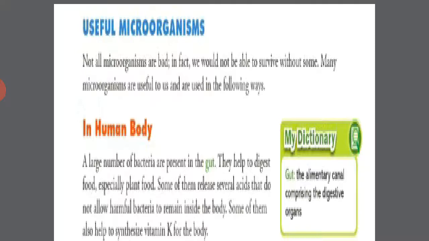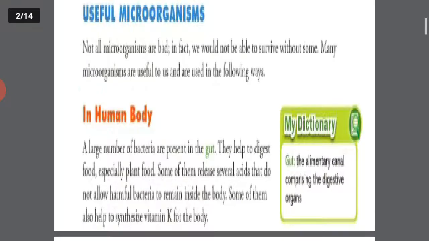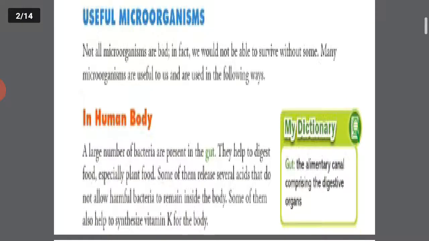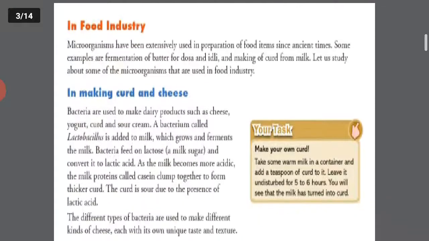In the human body, a large number of bacteria are present in the gut. They help to digest food, especially plant food. Some of them release several acids that do not allow harmful bacteria to remain inside the body. Some also help to synthesize vitamin K for the body. So in the human body they are useful in digesting the food. Got it? Let's move further.